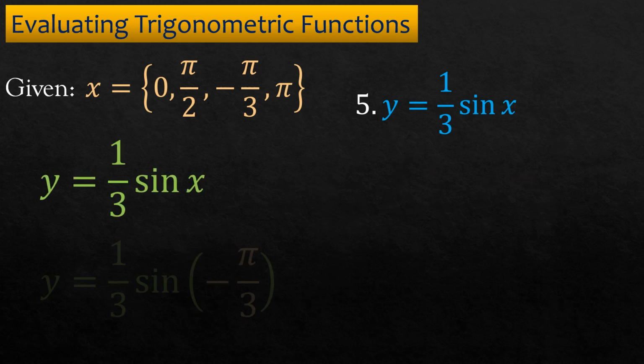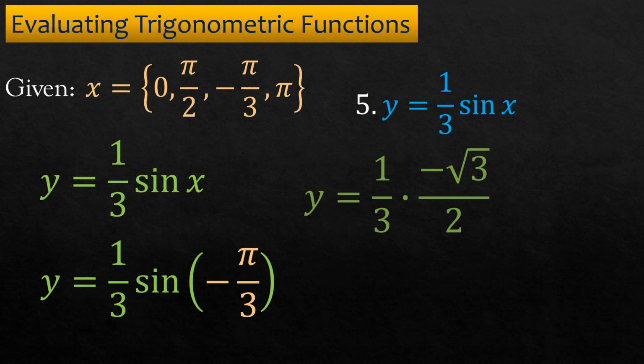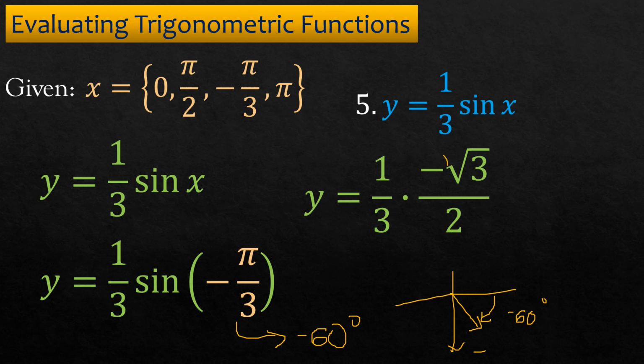When x is negative pi over 3, so we have 1/3 sine of negative pi over 3. And that will give us 1/3 times negative square root of 3 over 2. Remember that negative pi over 3 is equal to negative 60 degrees. And when you plot or graph that, you can see it at quadrant 4. And the sign of y at quadrant 4 is negative. That is the reason we have negative square root of 3 over 2. 3 times 2 is 6. And 1 times negative square root of 3 is negative square root of 3.